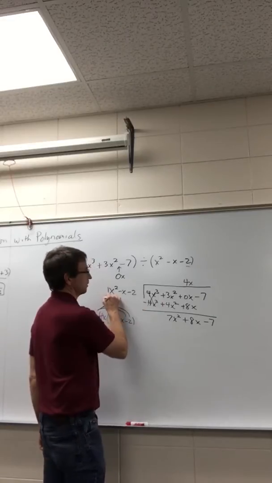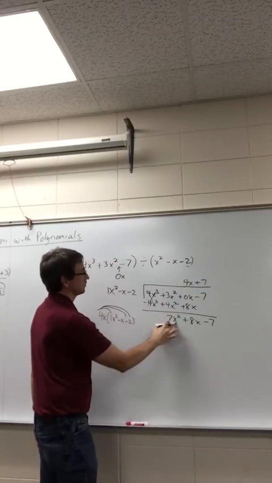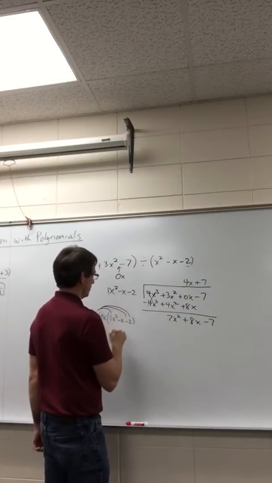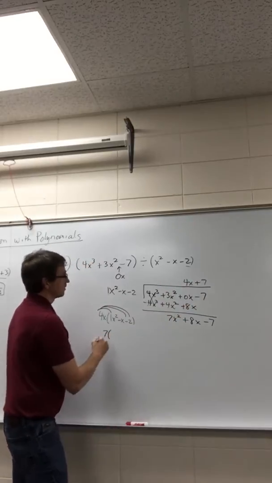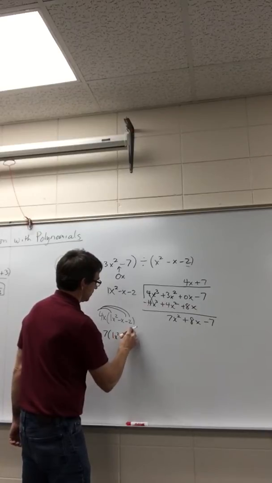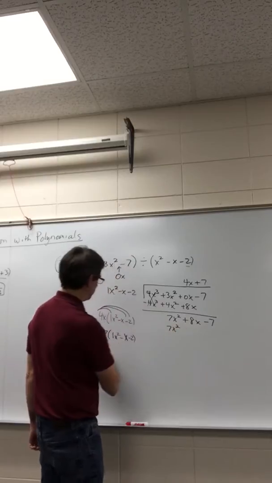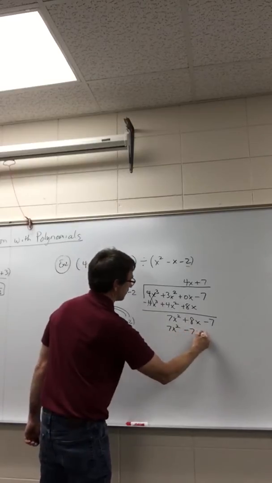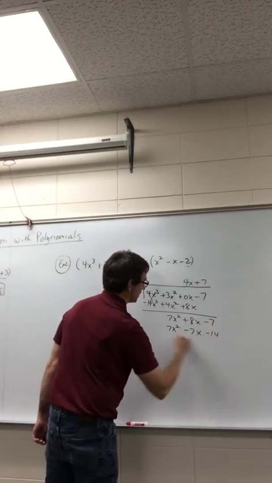I say, okay, 1 times what gives me 7? Well, it's positive 7. And I don't need any x's because it matches. So now I have to take 7, which is what I wrote up here, times all of the terms x squared minus x minus 2. I multiply, get 7x squared. 7 times -1 is -7x. And 7 times -2 is -14.